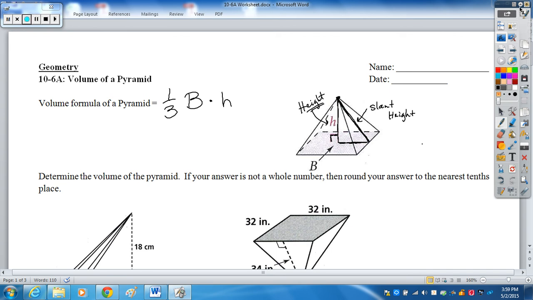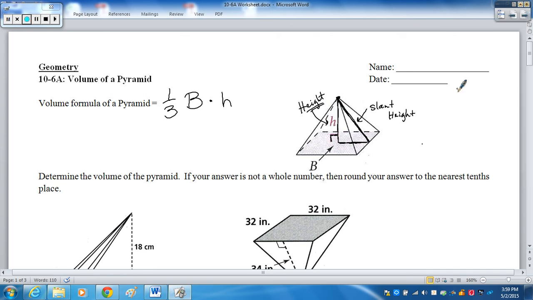So basically, you might want to jot this down. Your height being perpendicular to that length right there, this is your height, and this is your slant height. And so the slant height will always be the hypotenuse to the height of the figure, okay? So just keep that in mind as we work out this next part here.